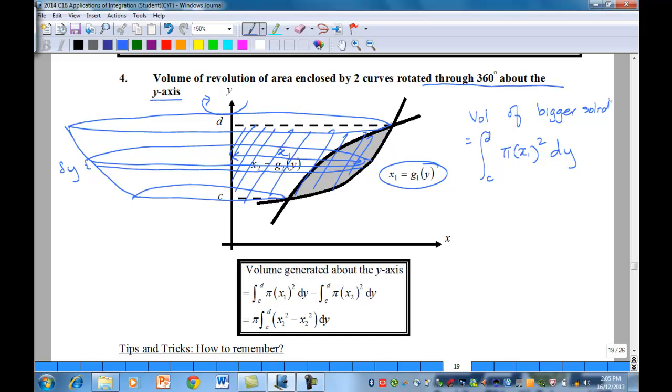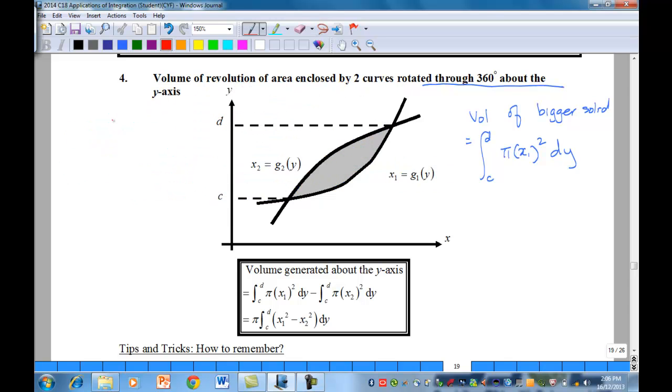So let's consider the smaller solid, which forms the hollow part in the middle. We know that when we revolve x2 equals g2(y) about the y-axis, we will generate the hollow solid in the center, and we need to subtract this volume from the volume of the bigger solid we found earlier. Let me explain again with a clearer diagram.